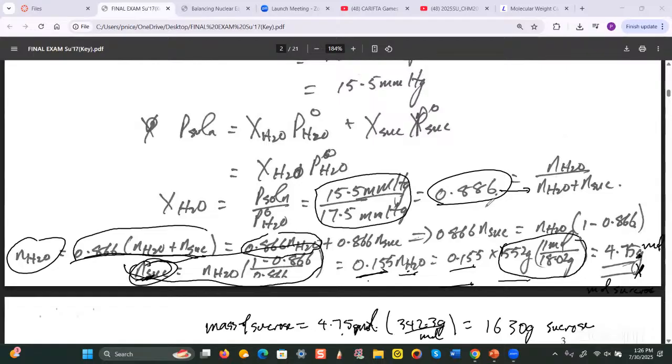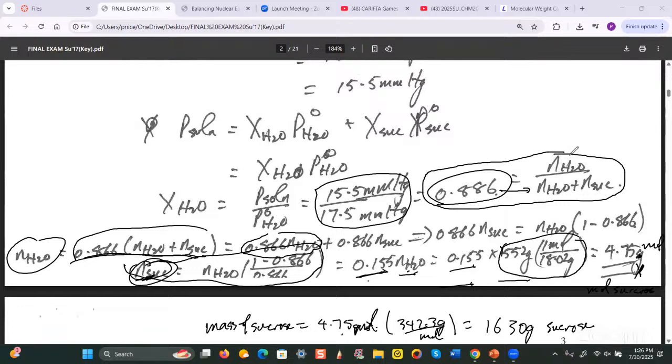Mole fraction, mhm. The top, in the numerator part, it should be... is there a different way to represent mole fraction? Because it just says moles of H2O over moles of H2O plus moles of sucrose. Like it's the same. Well, this is by definition. This here is the definition of mole fraction.